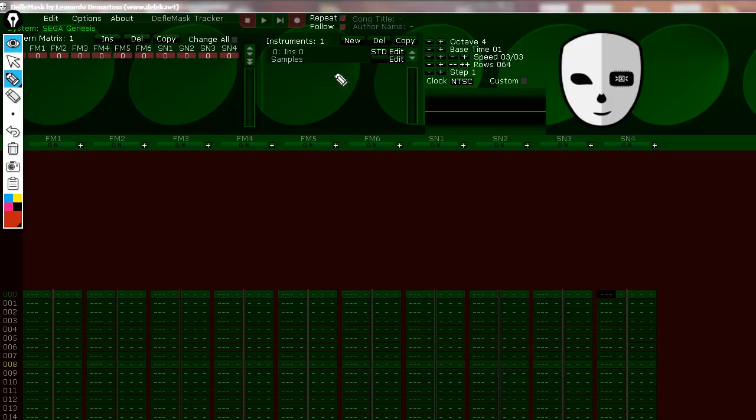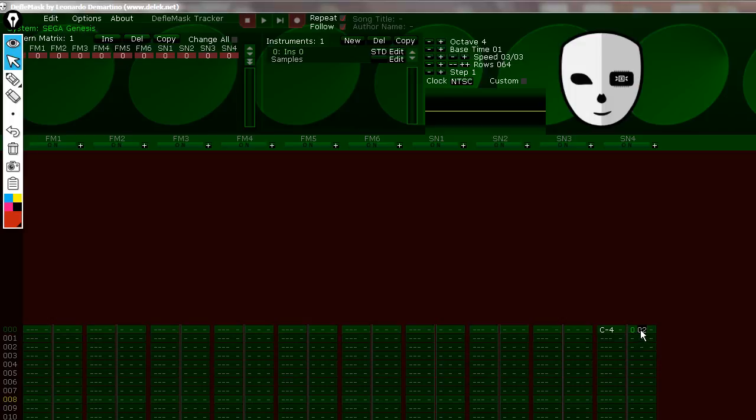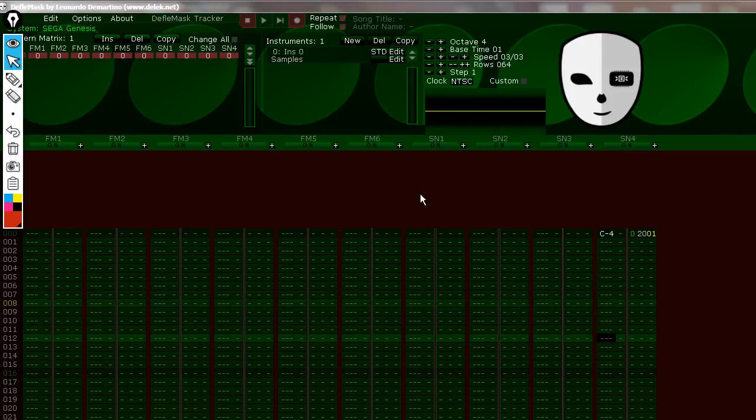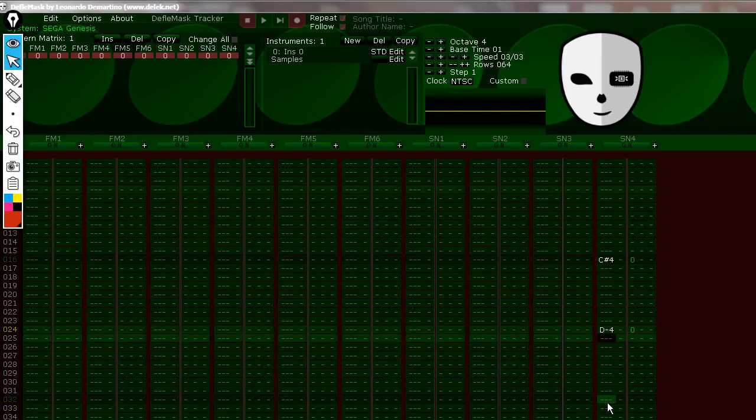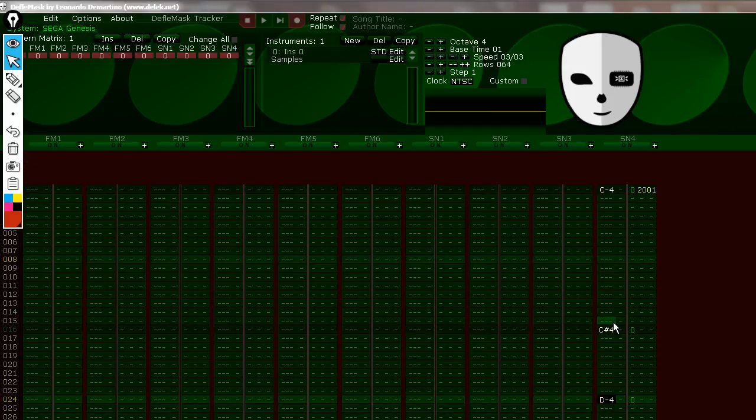So, right here, check this out. Modes 1, 2, and 3 can either be pulse width modulation, or they can be a noise frequency. Okay, so I'll show you what I mean here. So, check this out, guys.